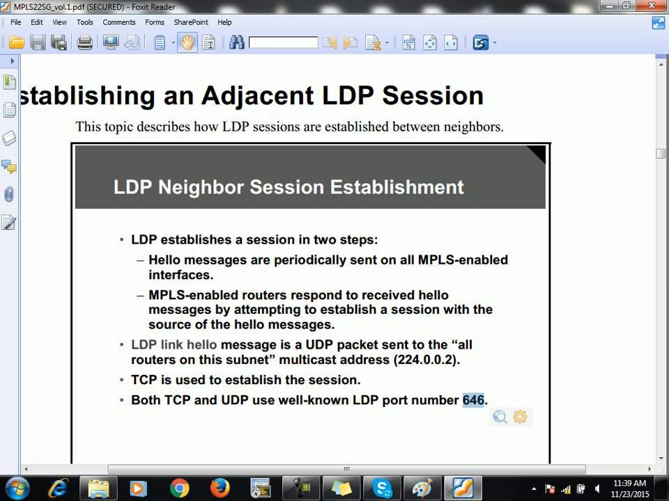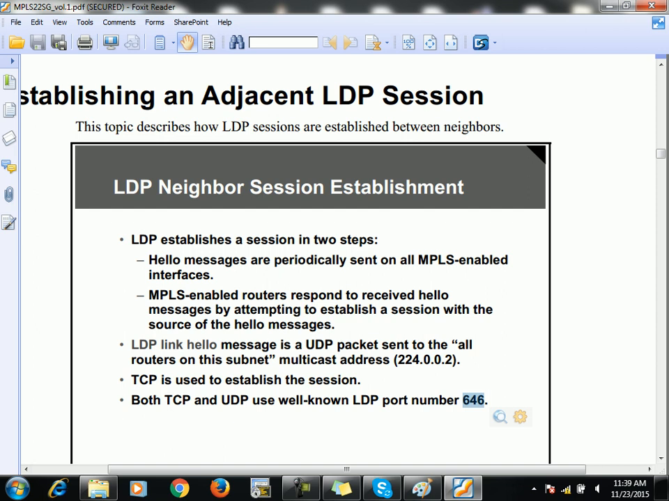So LDP is the same as BGP or other routing protocols like OSPF and EIGRP, right? Over there, EIGRP was responsible to exchange routing information. Over here, LDP will be responsible to exchange label information. So for that purpose, we will be implementing LDP, the label distribution protocol.